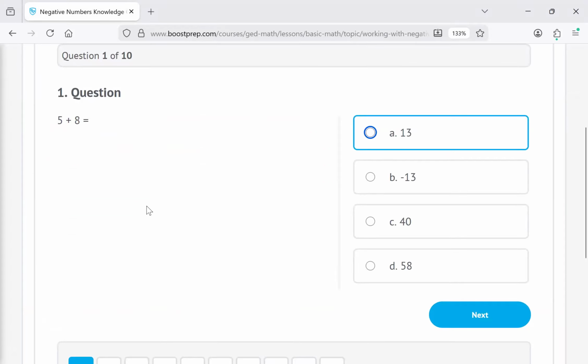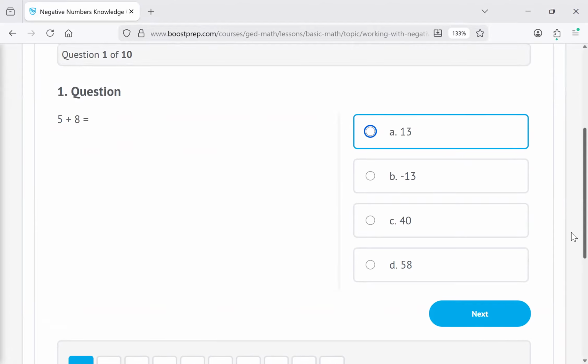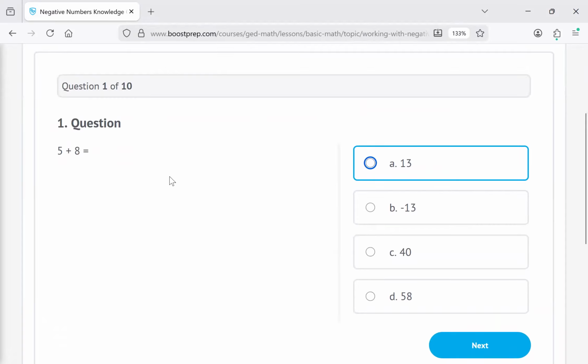Okay. So the good news is there's only like 10 questions. So this one, question one. Also, when you're doing the GED, you do have access to a calculator. So that is one pro when you're doing the GED. If you're not really sure, just put it in the calculator.